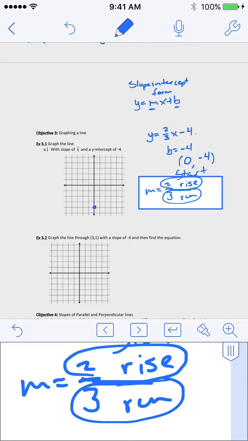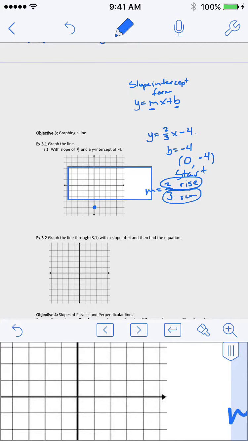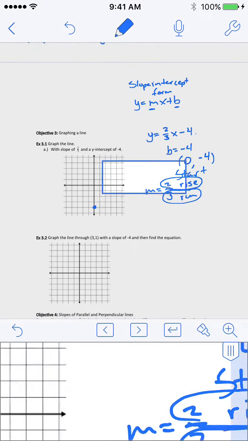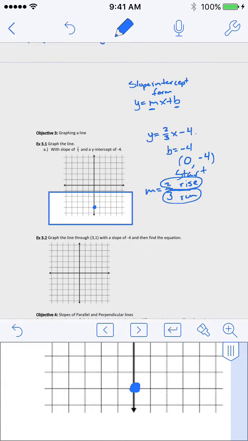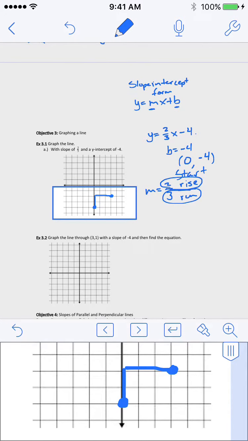Now here's where we got to be really careful. We don't want to start that from 0, right? Because we know it doesn't cross at 0, 0. We know it doesn't go through 0, 0. It goes through a different point. So we want to use our starting point, our y-intercept. We want to start from our y-intercept, and from there, let's rise 2 and run 3. So we'll go up 2 and out 3 to get our second point right here at 3, -2, right?